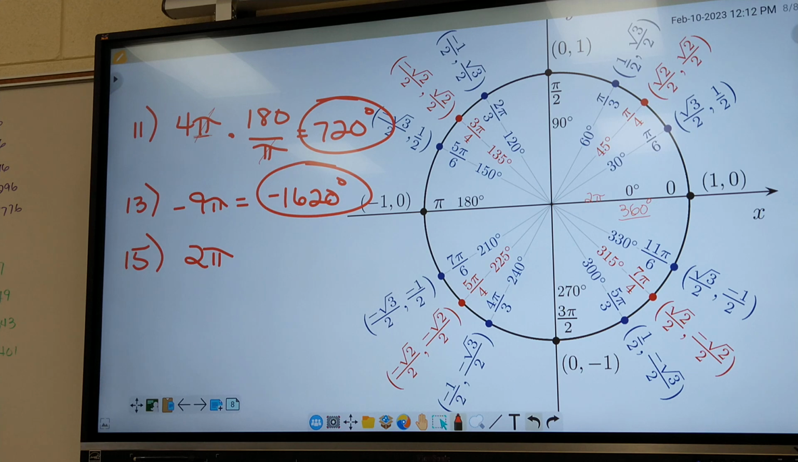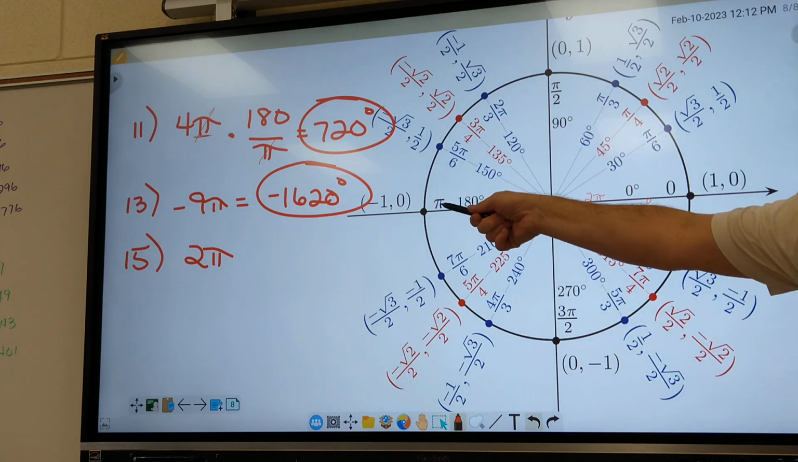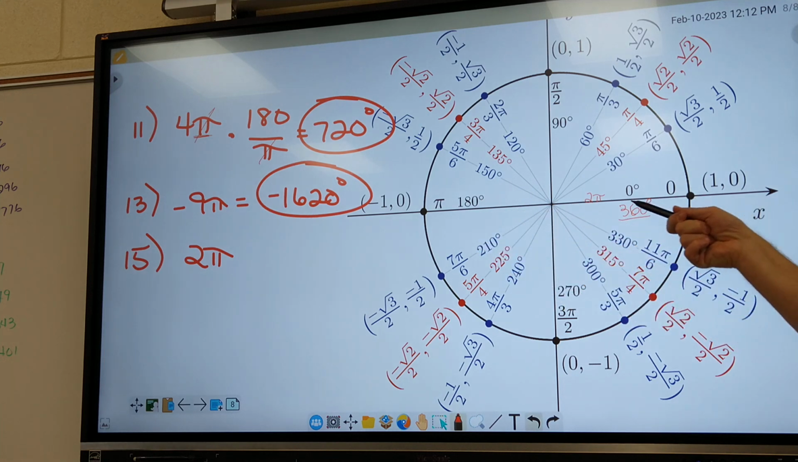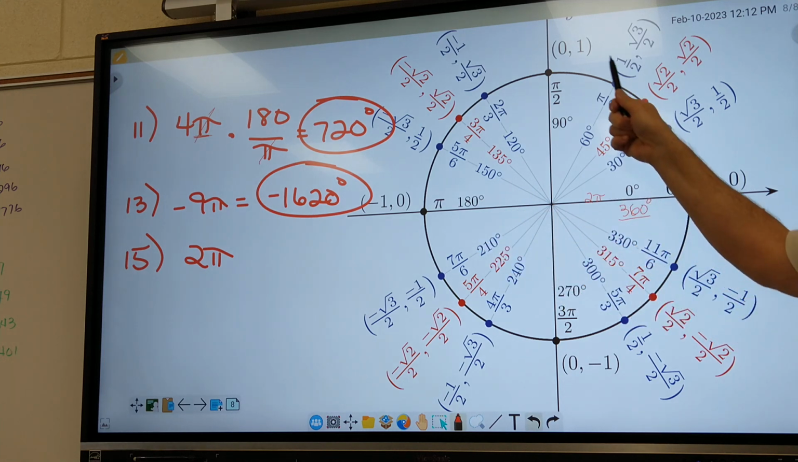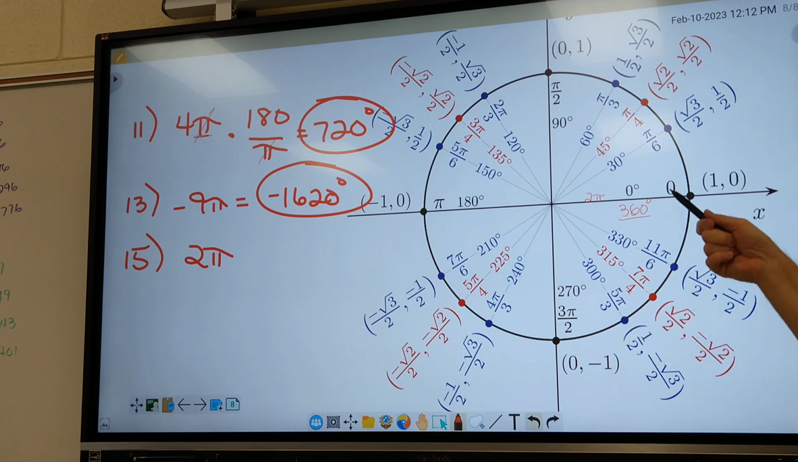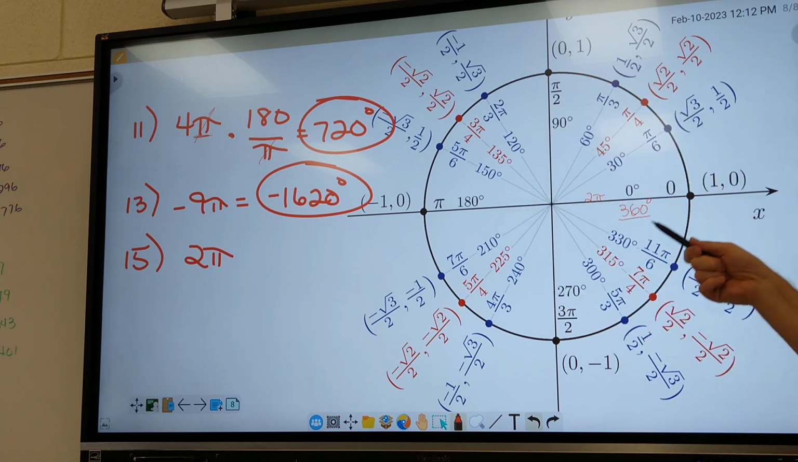All right, so I got to show you something else. Where is 1 pi? Right there, 1 pi. Go halfway around again, you're at 2 pi. What if I go around again? 3 pi, 4 pi, 5 pi, 6 pi. It goes forever.